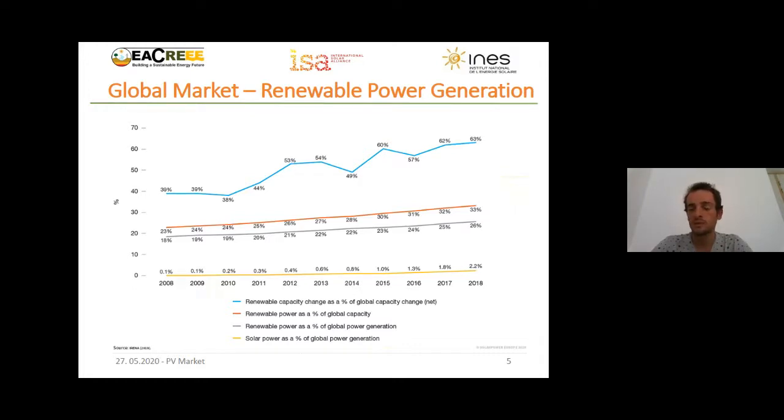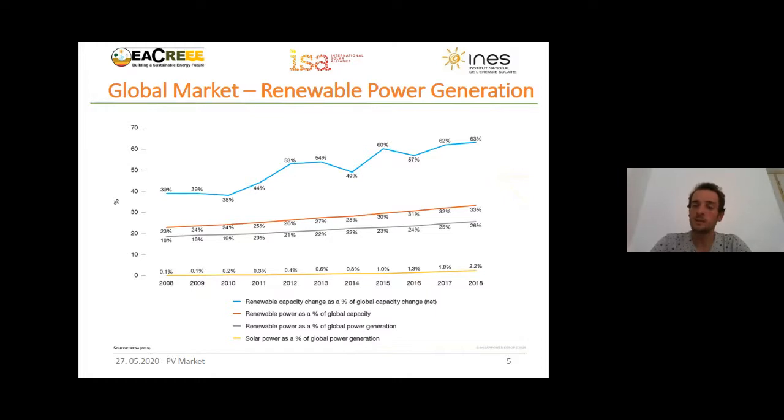First, the blue curve, which is the upper one, gives you the renewable capacity change as a percentage of the global capacity change. So it means that if you have, for instance, in 2018, 63% of renewable capacity change as a percentage of global capacity, it means that for 100% of new capacity, 63% of this new capacity is from renewables. And it means that 37% of the other capacity is from fossil fuel power production.